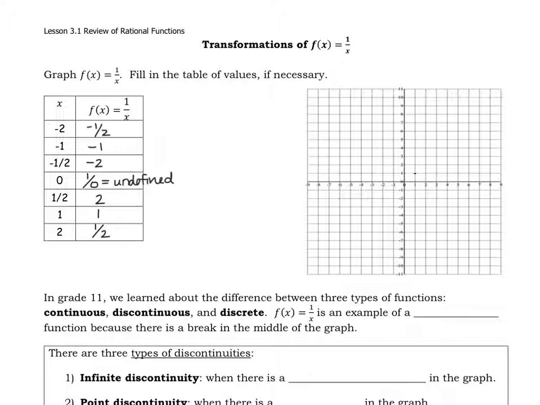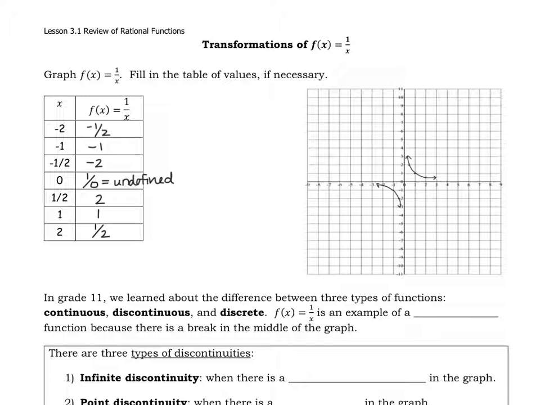So we have (1, 1), (half, 2), (2, half), and we have our graph arm like so. Negative 1, negative 1, negative half, negative 2, negative 2, negative half. Then we have our graph arm like so. And then we need to remember that this graph has asymptotes.